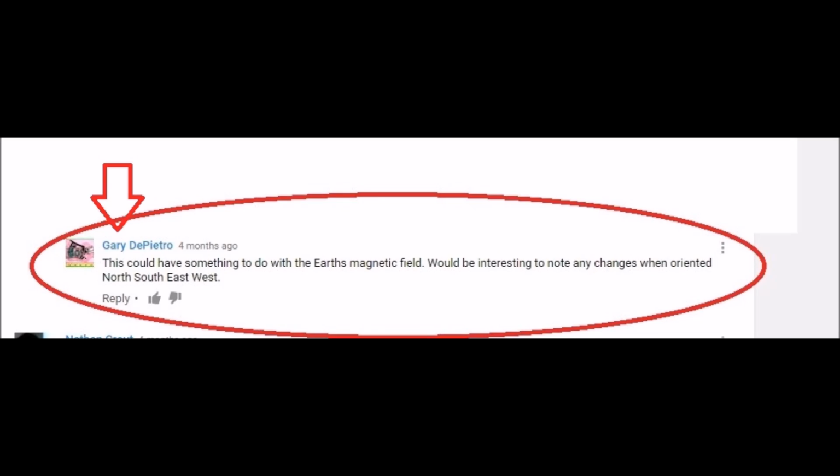What's the next one? The next one is from this guy called Gary De Pietro. I think he wants to pretend he has an Italian last name. He says, this could have something to do with the Earth's magnetic field. Would it be interesting to note any changes when oriented north, south, east and west? This guy's really trying to find any possible answer for it, when the trick is very simple. This guy is totally like a kindergarten dropout, you can tell. He never finished even middle school, but he really wants to believe in that thing. He really believes in free energy because this guy made an antenna with a spring and a magnet, of course.